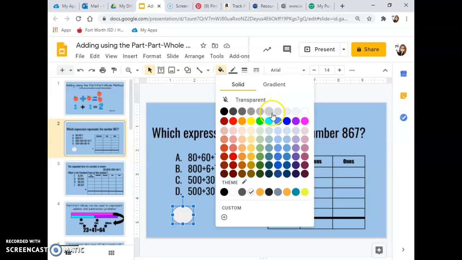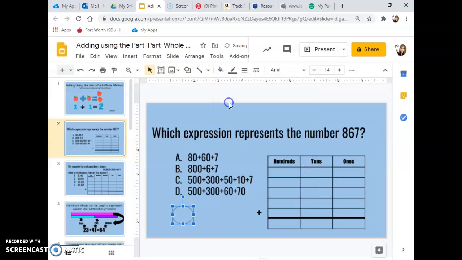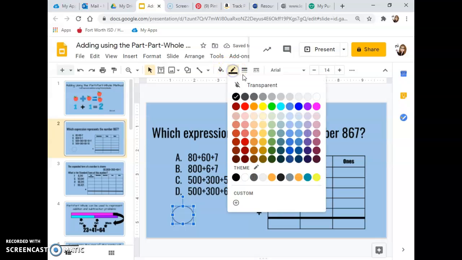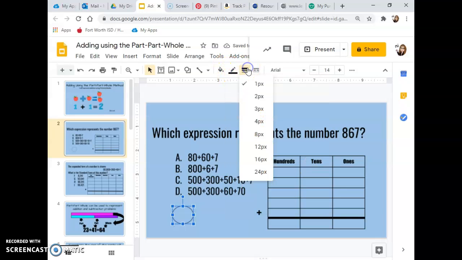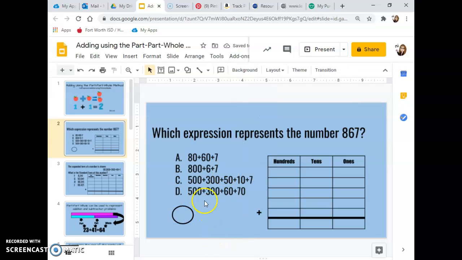So I have the problem for A, 80 plus 60 plus 7. B, 800 plus 6 plus 7. C, 500 plus 300 plus 50 plus 10 plus 7. Or D, 500 plus 300 plus 60 plus 7. So what I'm looking for is which of these adds up to 867.